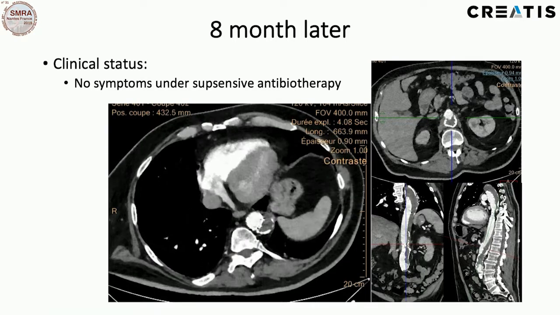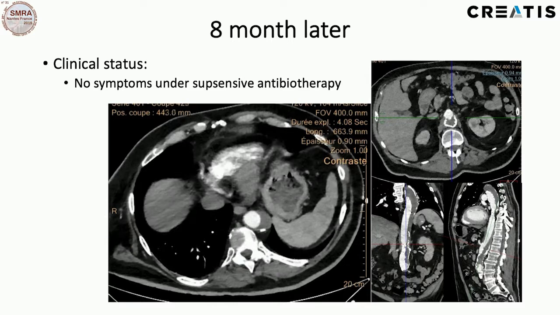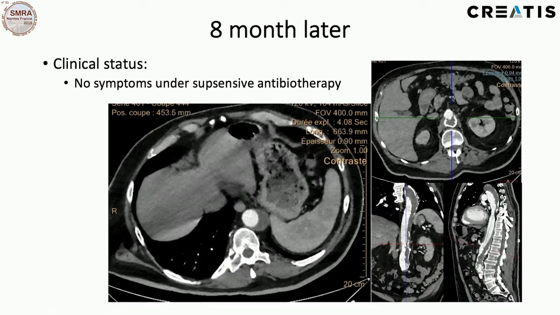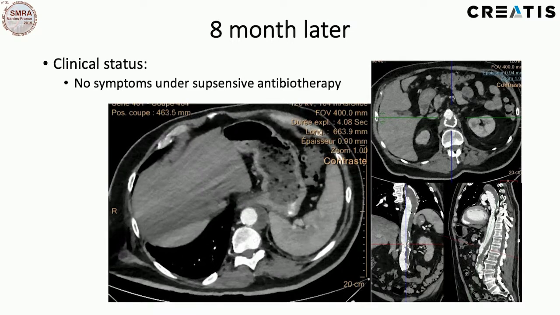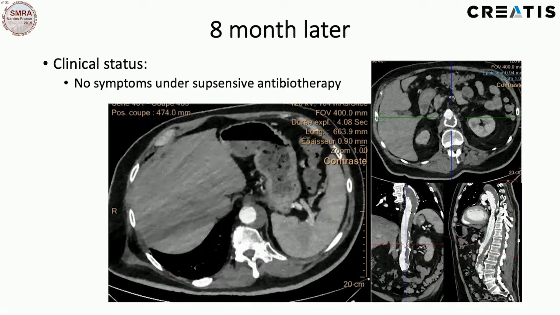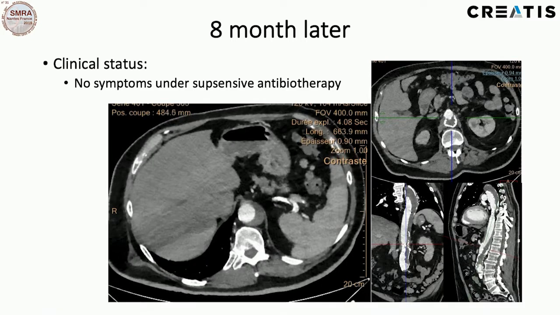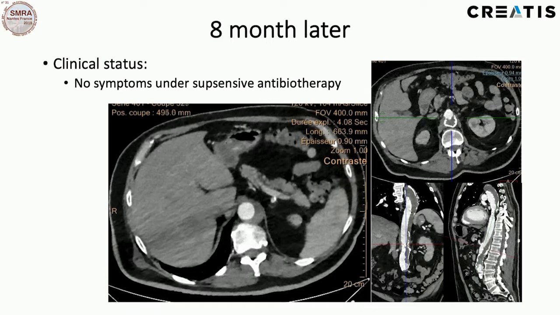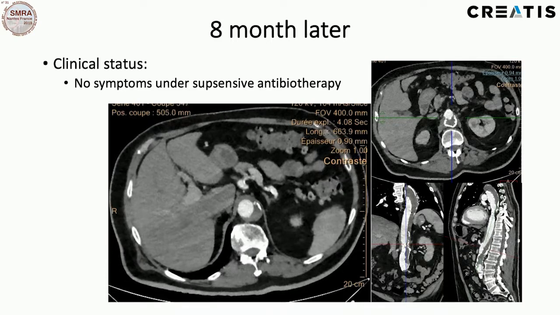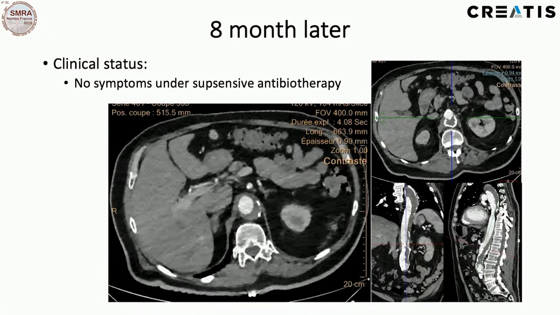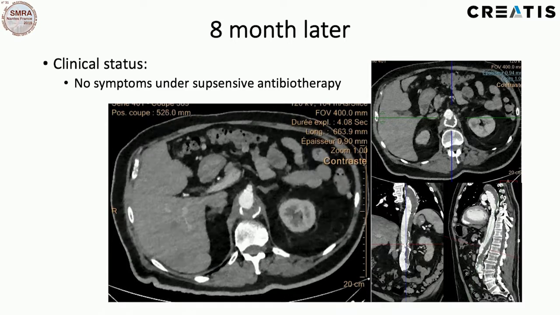Without drainage. Finally, we wanted to be sure of the perfusion of the false lumen, because we said if he is too septic, we drain it. But finally, the antibiotic and the endoprosthesis closure were enough. There is no more collection at this level.